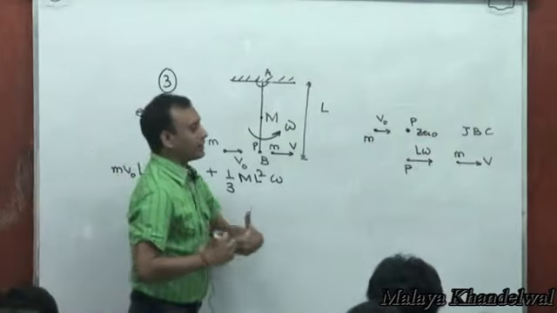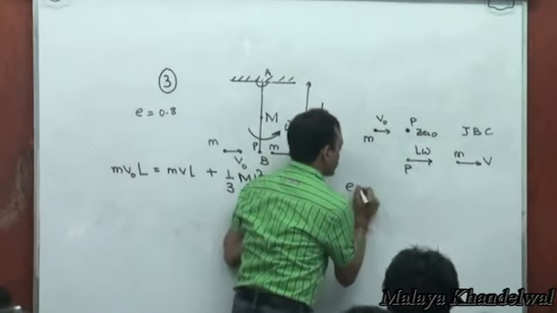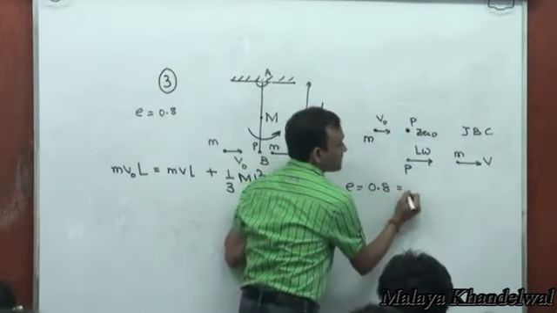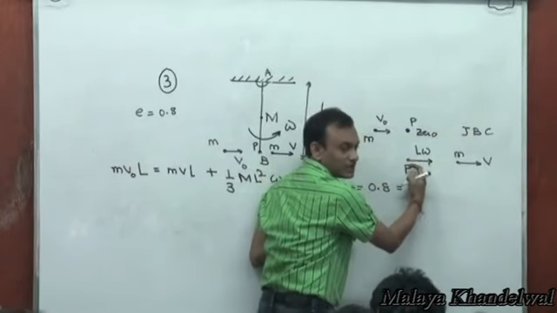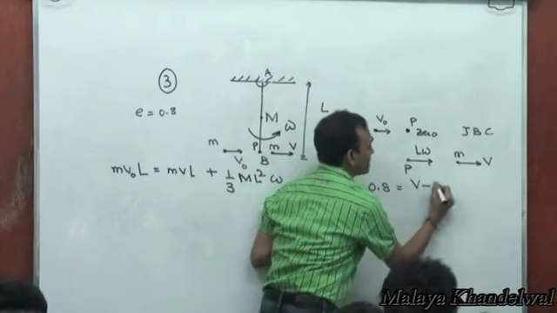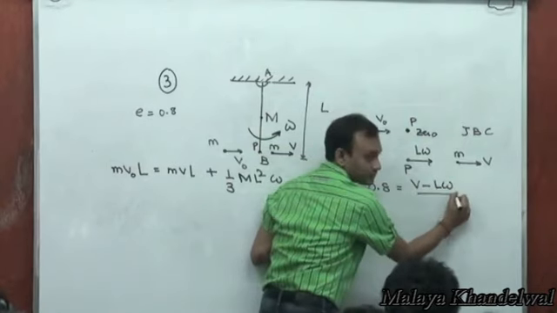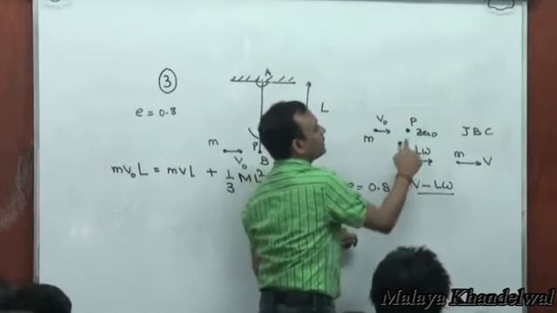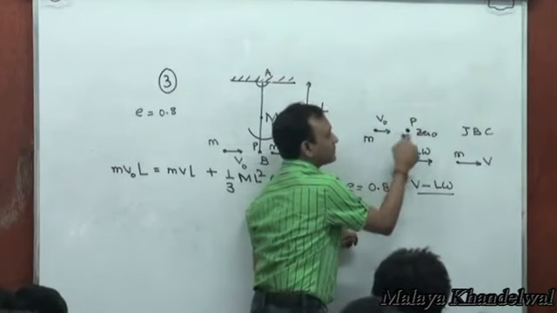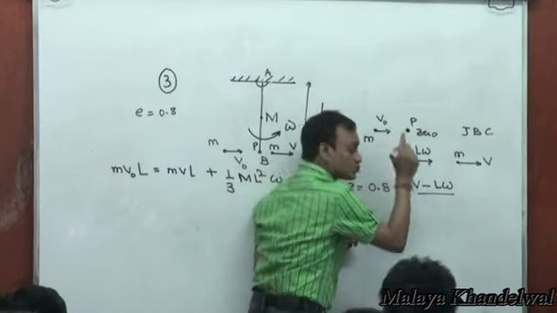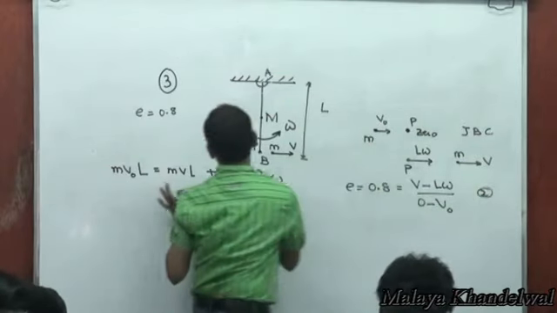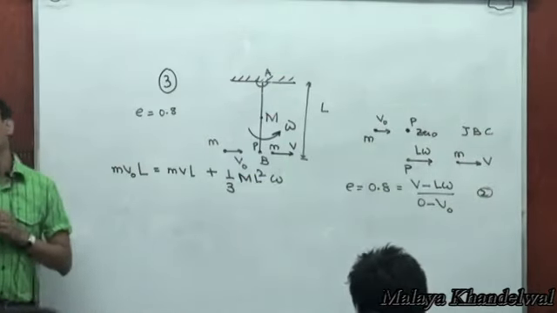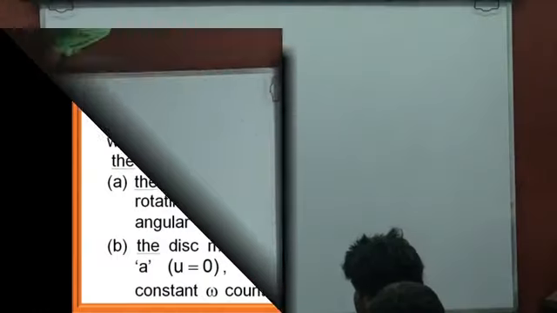So then, to apply e equal to 0.8, relative velocity of separation divided by relative velocity of approach. So I take sphere minus this in the numerator, so v minus L omega in the numerator, and then in the denominator, I'll take P minus v0. That means 0 minus v0. It gets swapped. So with these two equations put together, you can solve for v and omega.